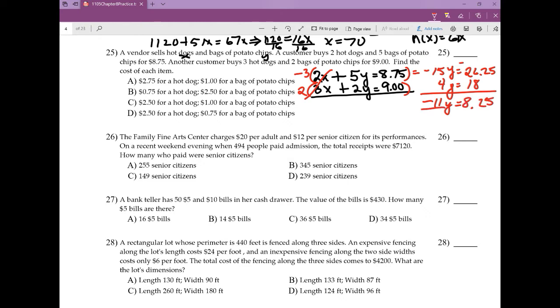And then I have to divide by -11. And I get y is equal to 0.75.